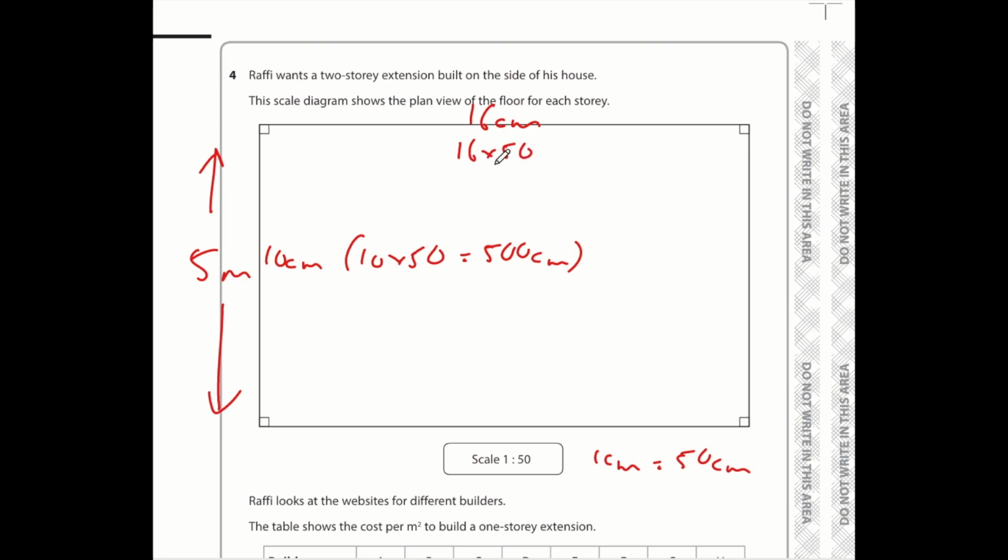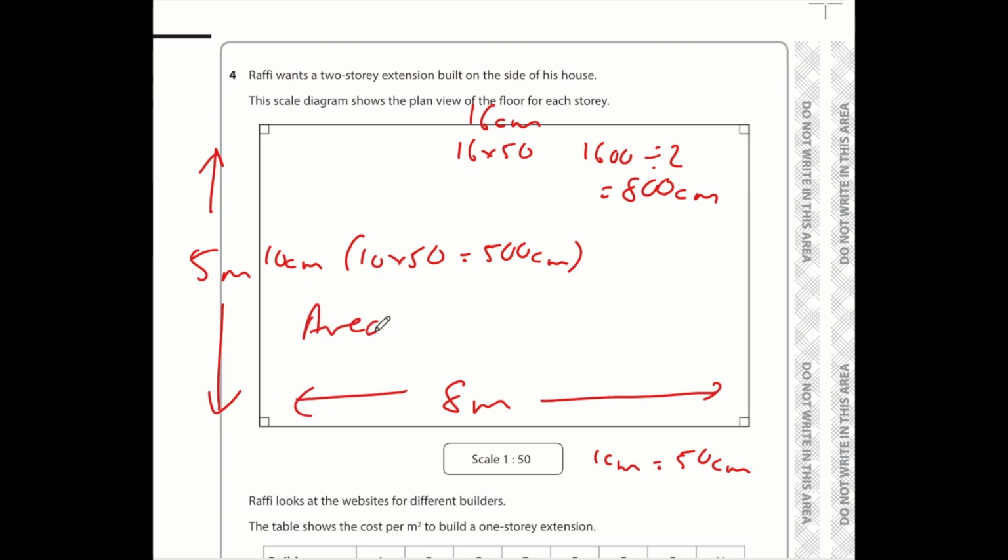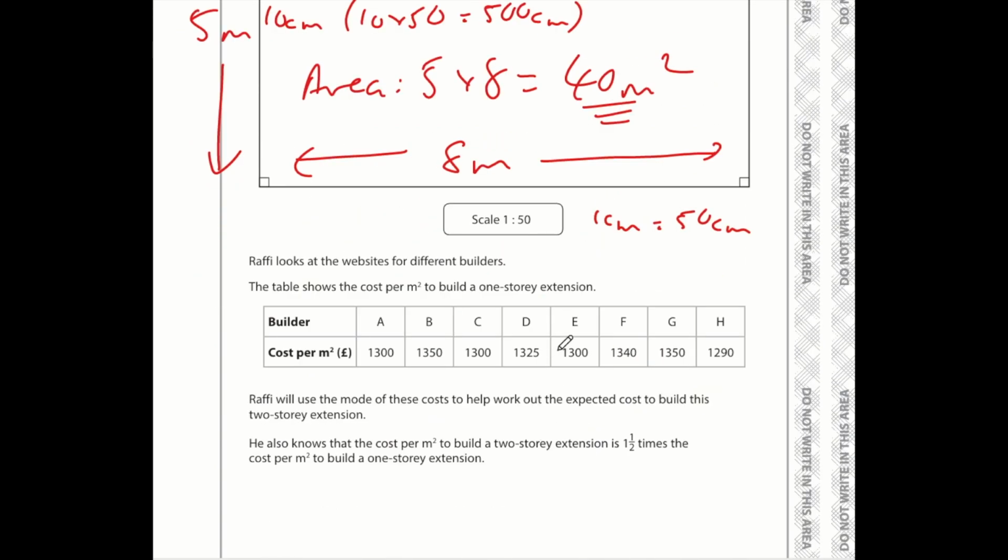So when I multiply by 50, I multiply by 100 and then halve the answer. If I multiply this by 100, that is 1600, and then divide that by 2, that's going to be 800 centimetres, which is 8 metres. So this dimension here is 8 metres. Therefore, the area is 5 multiplied by 8, which is 40 square metres. That's the key figure, just working out the area there and using the scale factor.